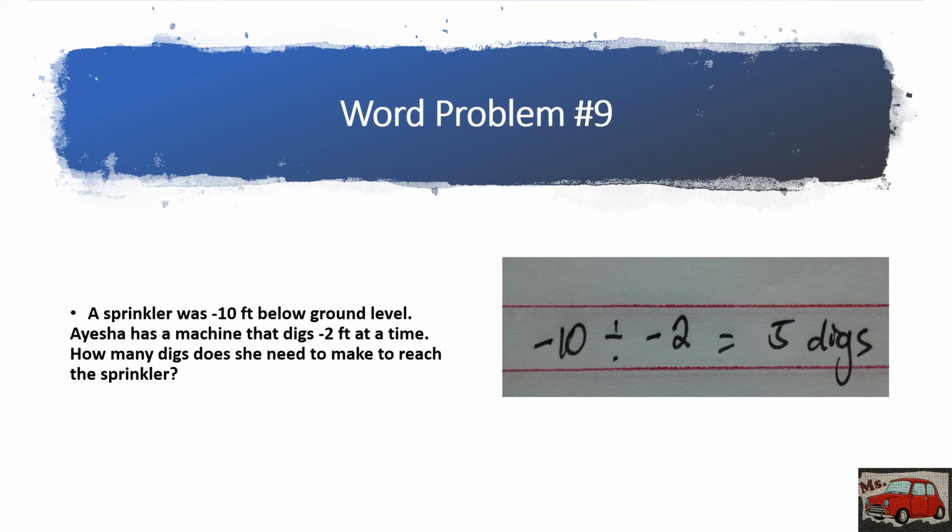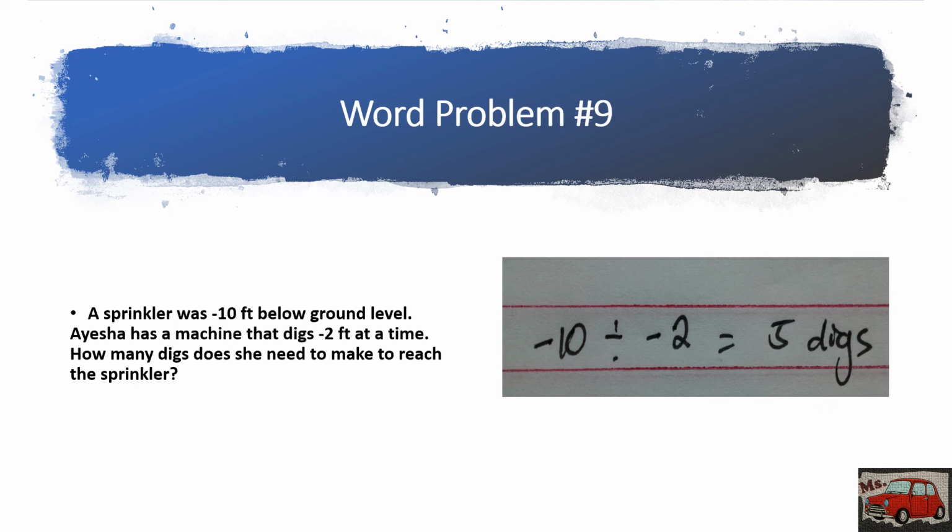Okay, so yung nangyari sa scenario nito is merong sprinkler na nandun sa negative 10 feet below the ground level. So, negative siya kasi nga nandun siya sa ilalim. Okay? And then, merong machine si Ayesha na nagdidig or nangguhukay ng 2 feet at a time. Okay? So, negative yung 2 dyan kasi nga mapupunta sa ilalim or kasi naghuhukay. Okay? So, yung tanong, ilang digs yung mangyayari bago ma-reach or bago maabutan yung sprinkler sa ilalim.